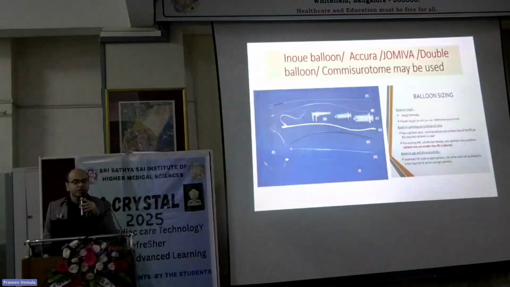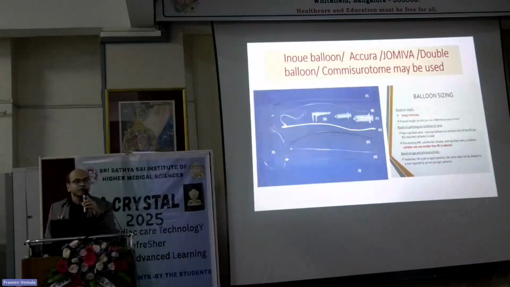The balloon that is generally used for valvotomy is the Inoue balloon. Kanji Inoue was actually a surgeon. A surgeon taught us to do valvotomy. You should know this. Accura balloon is something that we all use in our institutes. Jaydeva does. Accura is a balloon not for mitral valvotomy. It is a balloon for pulmonary valvotomy, but we are using it for our purposes.